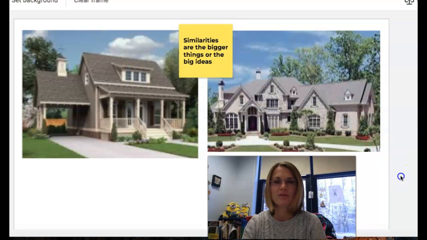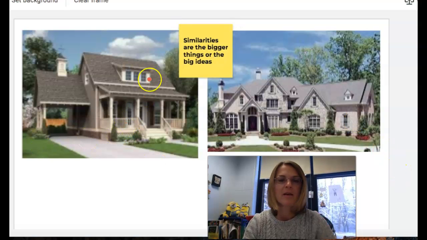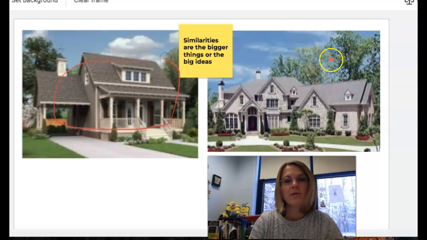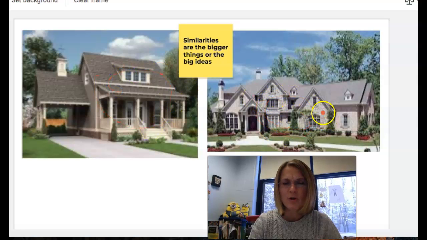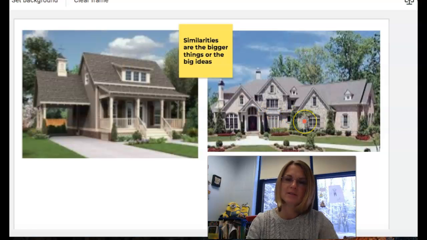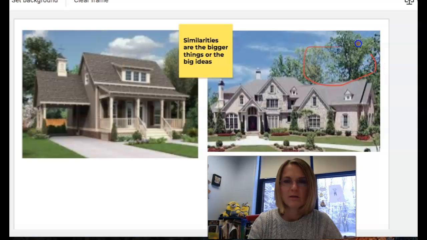So when I'm looking at these two houses, if I'm looking for similarities, I'm going to say number one, they're both houses. Okay, that's kind of obvious. They both have front yards. What else do they both have? I'm assuming that they're both made out of wood, because even though this one has a stone facade, usually the houses inside are made out of wood. So I'm going to make that assumption. What else is similar? Oh, they both have trees in their yard. They both have windows.